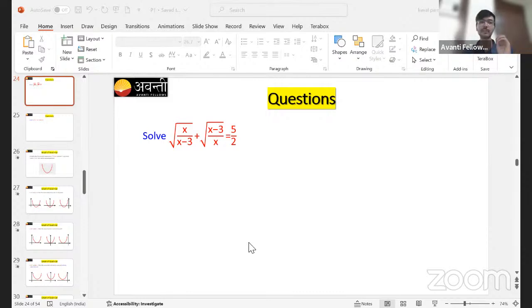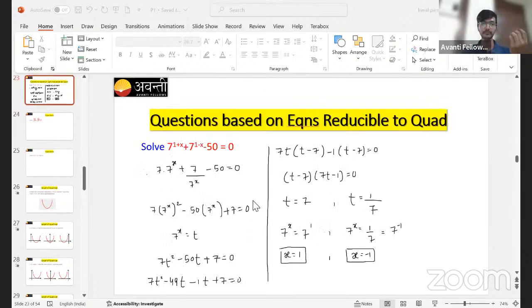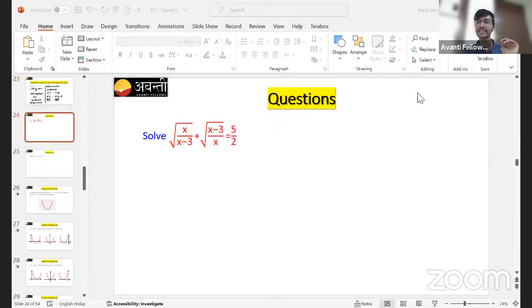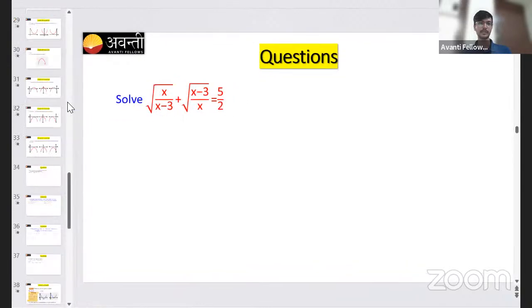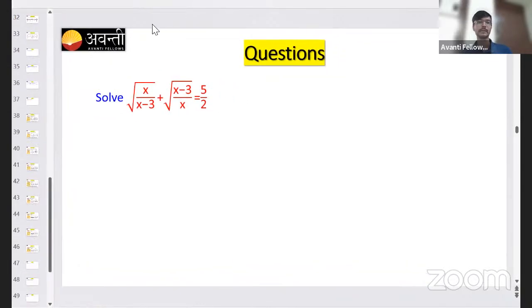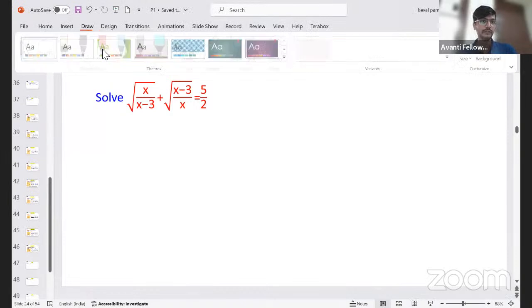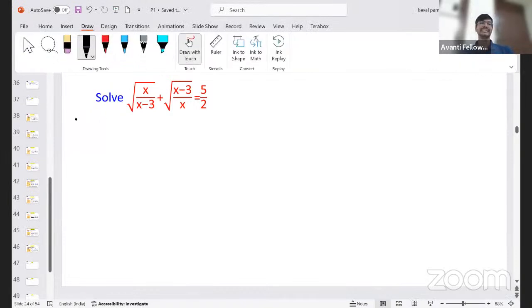Yesterday, if you remember, we were doing question based on equations reducible to quadratic. So let's continue with that. First of all, this is the next question. After this, let me tell you what we are going to do in this lecture.